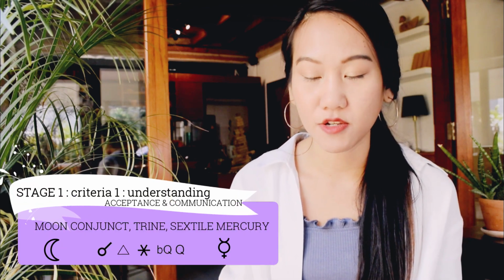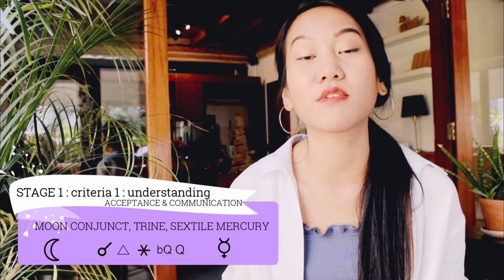Another aspect that you could be looking for is if you have a moon conjunct Mercury, or trine or sextile Mercury in the composite chart, which is also really great.